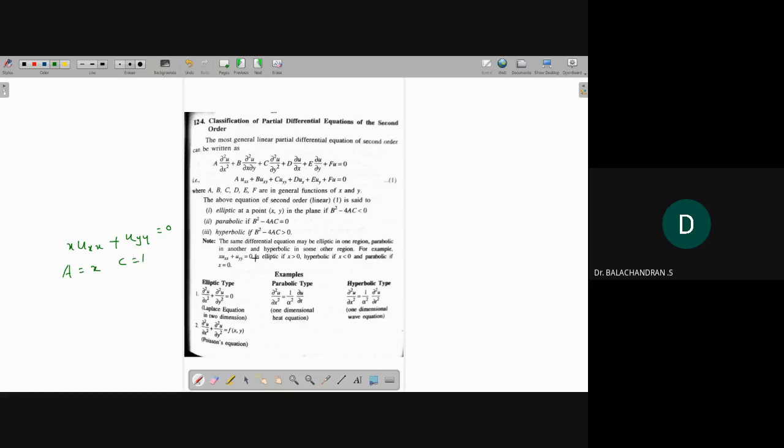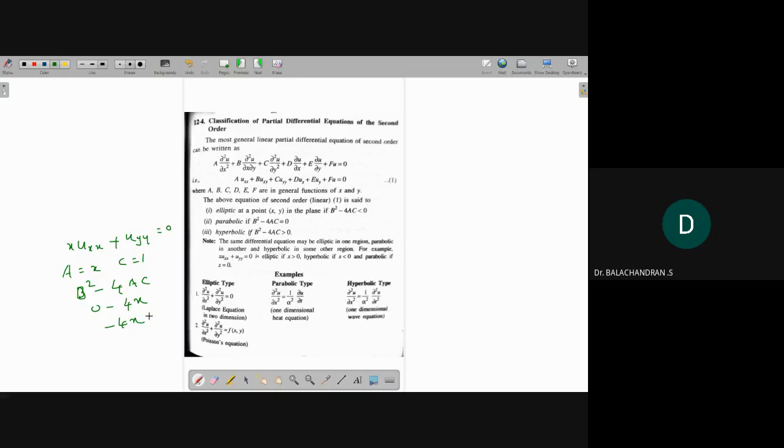Okay, so B square minus 4AC. What is B square? B square is 0, minus 4AC, where A is x, so you get minus 4x. This is elliptic when the discriminant is less than 0. So when x is positive, you will get a negative value. So it is elliptic if x is greater than 0.